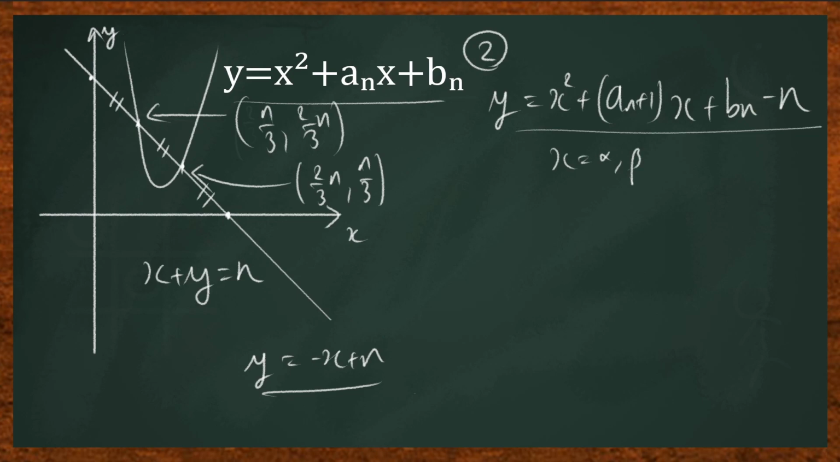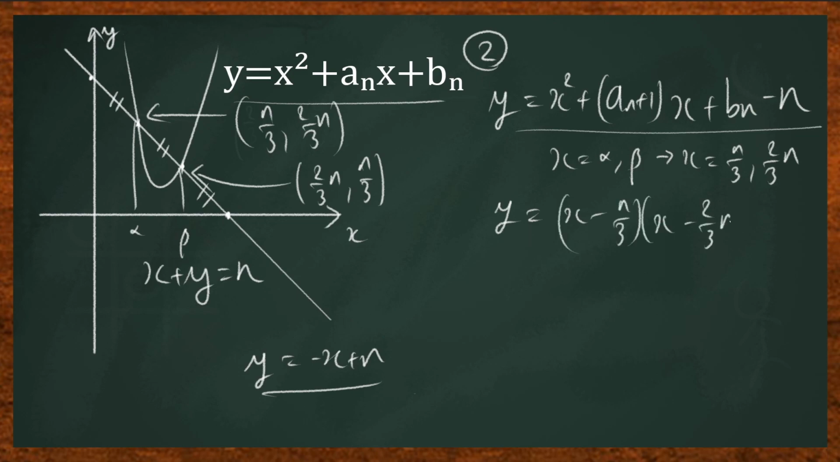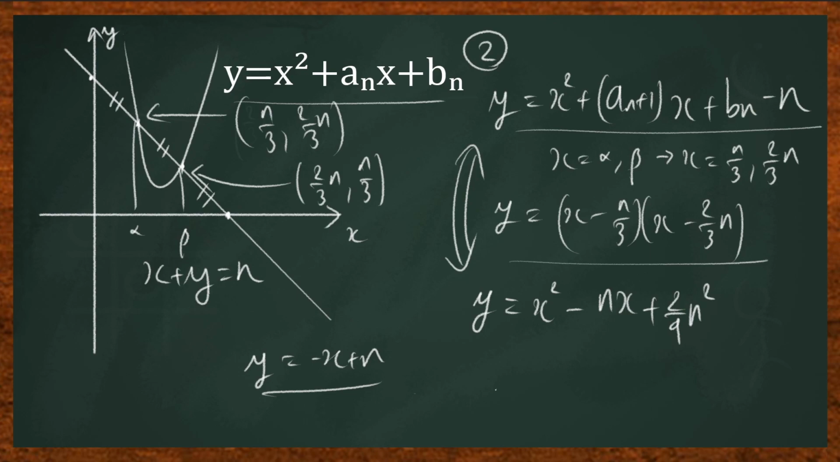That means the roots of this equation, let's say alpha and beta, will be n out of 3 and 2n out of 3. Which means this quadratic equation can also be shown like this: bracket x minus alpha, bracket x minus beta, which is bracket x minus n out of 3, bracket x minus 2n out of 3. So what we really have to do is compare this to the quadratic equation and solve for an and bn. An plus 1 is equal to minus n, which means an is equal to minus n minus 1.